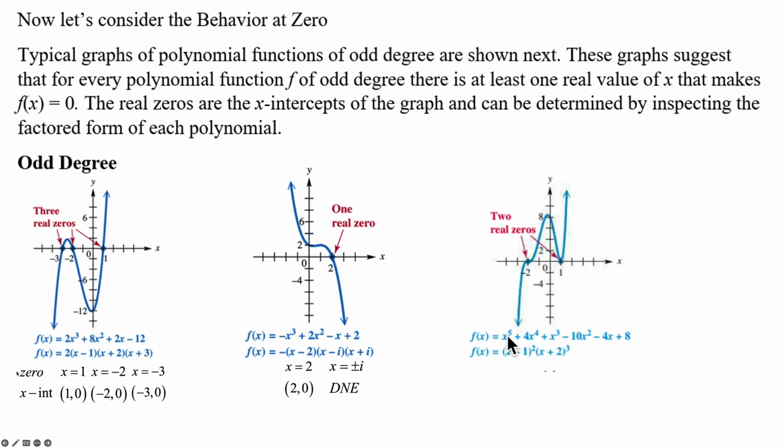Here we have x to the fifth. We have two zeros here. One at negative 2, one at 1. When this is factored, we have binomials that repeat, so we're just going to write them raised to that power. So 0 at x equals 1, x-intercept 1, 0. Solve for x equals negative 2, that's the 0, that's the x-intercept.